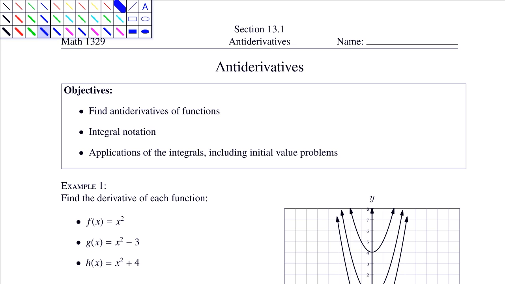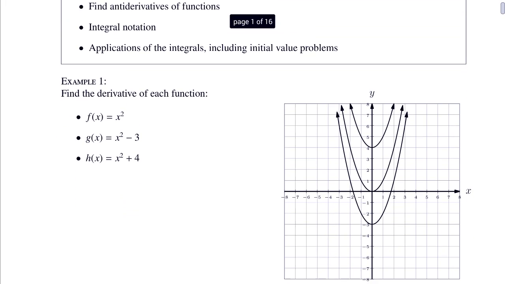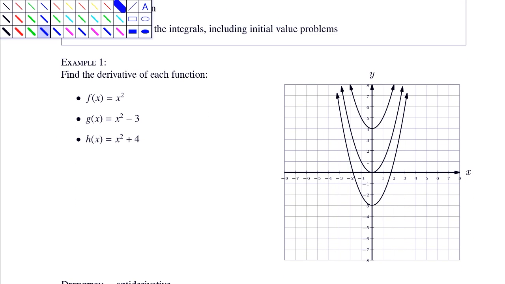Right, in section 13.1, we'll be looking at antiderivatives. Let's go ahead and look at the first example together. What is the derivative of f of x equals x squared? What's the derivative of x squared? 2x. What's the derivative of x squared minus 3? 2x. And what is the derivative of x squared plus 4? 2x. What do you notice that is similar?